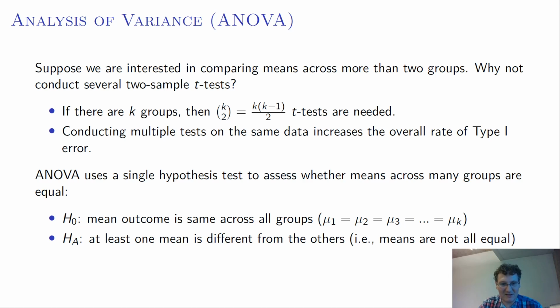So the setup is this. The null hypothesis is that all the groups have the exact same mean: mu1 equals mu2 all the way up to mu k, whatever k happens to be. The alternative isn't that every single one of the means is different from each other. It's just that at least one of the means is different from the others. It could be that all of them are different, but the alternative is that at least one of them is different.